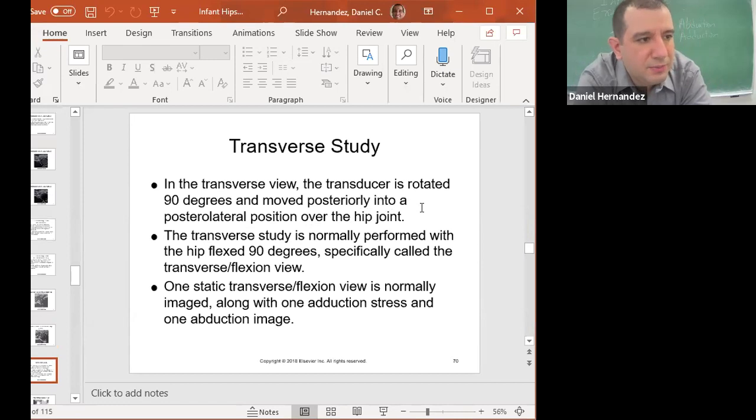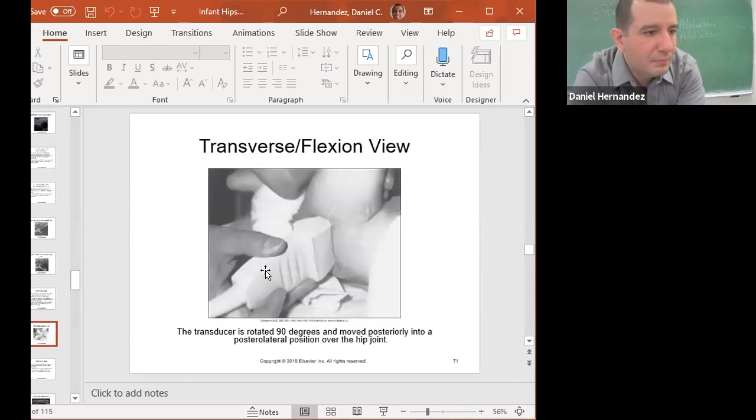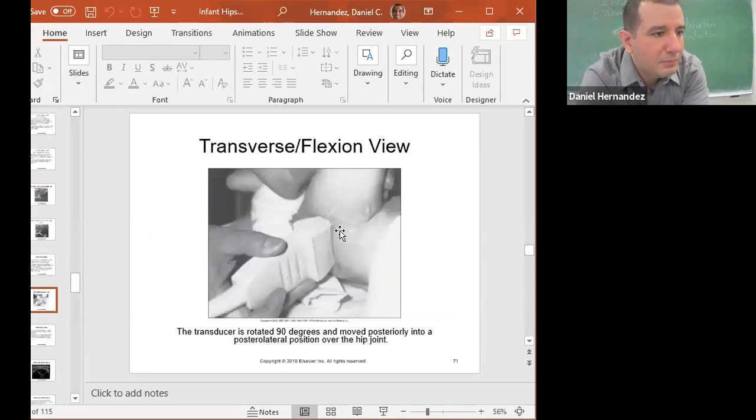Then we do our transverse study. So the transducer is rotated 90 degrees and moved posteriorly to a more posterolateral approach. So we're coming a little bit more posterior. So we rotate 90 degrees. So this would be our transverse flexion view.